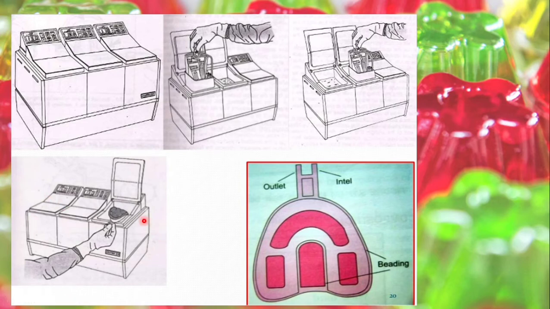Now the tray actually has certain beadings and an outlet and inlet. Through the inlet, cold water is going to come and run through the periphery of the tray. It will reduce the temperature of the gel material, and the water that is expelled is going to go out through the outlet.